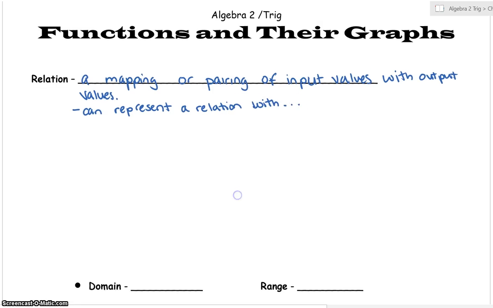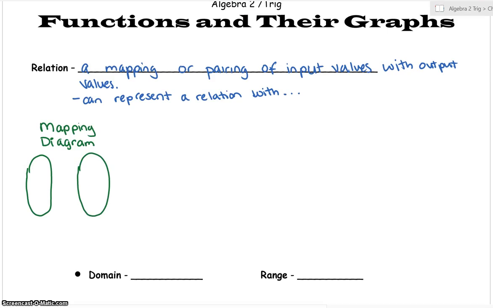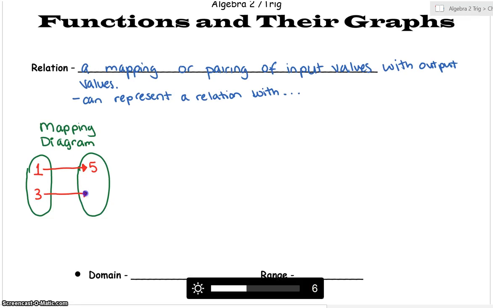All right, we're going to start with a mapping diagram. One of the ways you can represent a relation is with a mapping diagram. I want you to keep in mind the difference between these, because we're going to sometimes say represent it using a mapping diagram, and you have to know what that looks like. It kind of looks like two ovals, and the relationship is shown between them. So for example, if I had the number 1 in the input values and it corresponded to the number 5, that's how you would draw it. And if I had a value of 3 corresponding with negative 2, this is what I would do to show it in a mapping diagram.